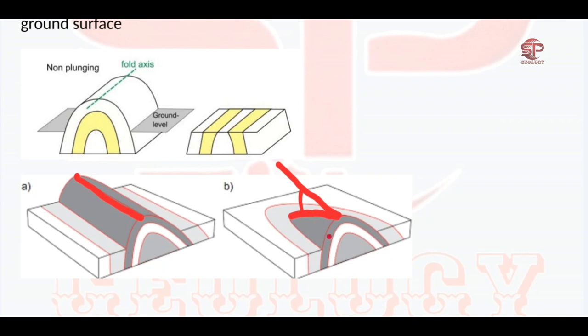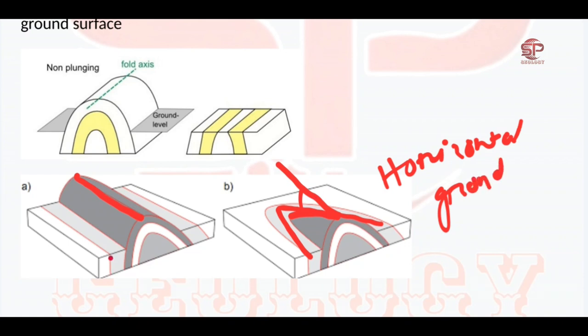So when the fold plunges, it will produce a V pattern on a horizontal ground. So just imagine, if you tilt this fold along with this bed, imagine that you are bending or tilting the whole structure, then what will happen? The fold will produce the same outcrop pattern on the tilting bed.